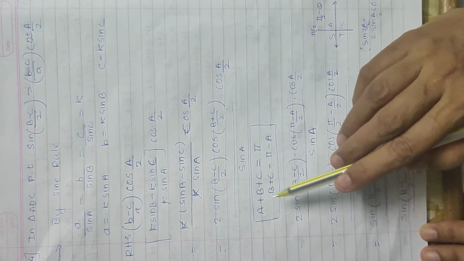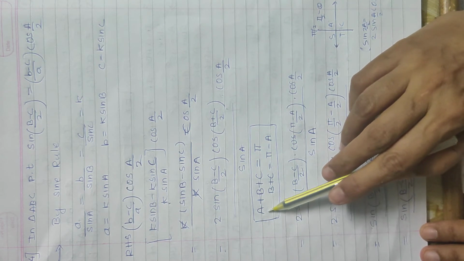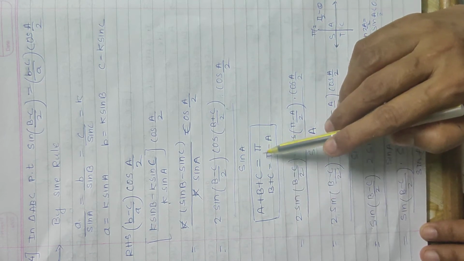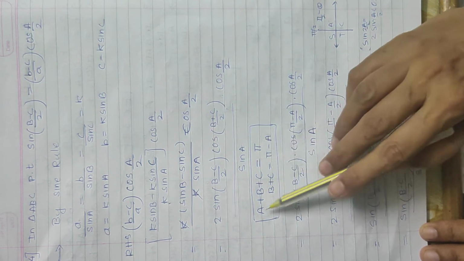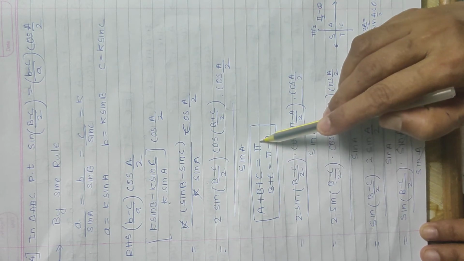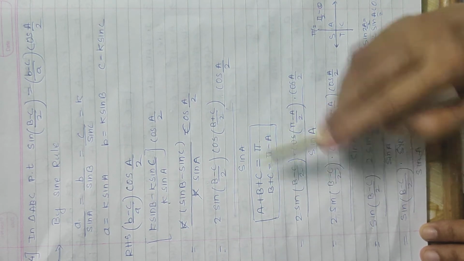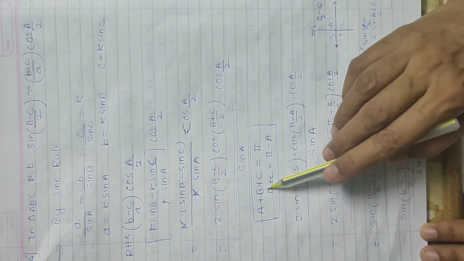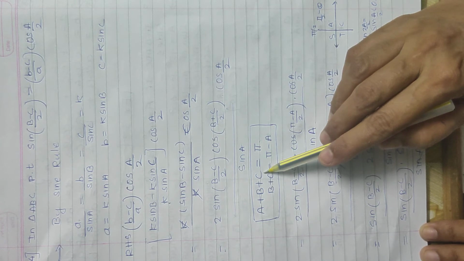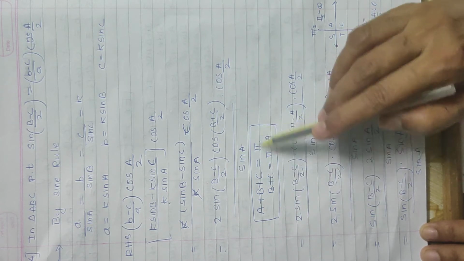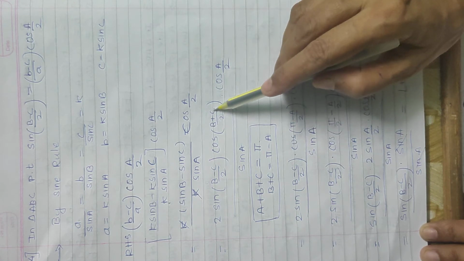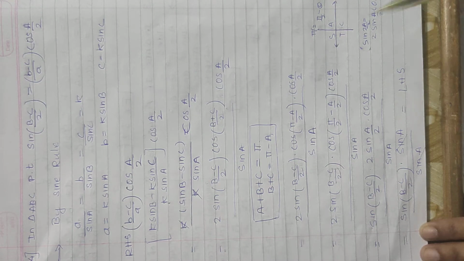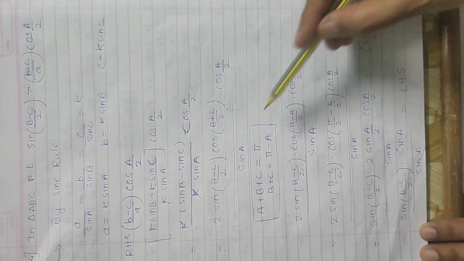See, we know that the sum of angles of the triangle is 180 degrees. So A plus B plus C is equal to pi. Here we want B plus C, so B plus C is equal to pi minus A. If you want A plus B, you can take pi minus C. If you want A plus C, you can take pi minus B. So here we want B plus C, so B plus C is equal to pi minus A. Now we will substitute this, you have to remember how to take it.